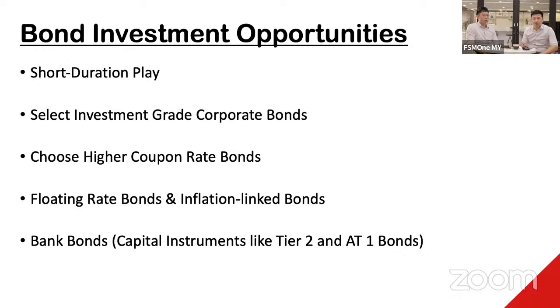And for financial institutions, you sort of know they are well regulated. Some are systemically important. If you go for global banks like HSBC, they are systemically important. So these are some of the choices that you can look at. Bank bonds, right? So let's wrap up a little bit, Randy.